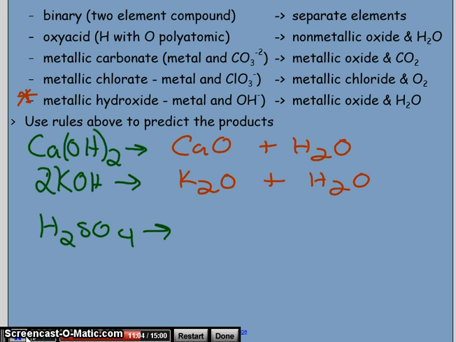Our last example would be an oxyacid. Here we see hydrogen bonded to sulfate. I'm going to make water and a non-metallic oxide. The trick for this is I'm simply going to remove the atoms I need to make water and record anything else that's left over. So if I take away 2 H's and 1 O, that leaves SO3 behind, to be paired with the water. So as long as you can identify the reactant, you simply have to apply what it tells you to break it apart into the products. You can use these as examples as you work through the practice problems in class.